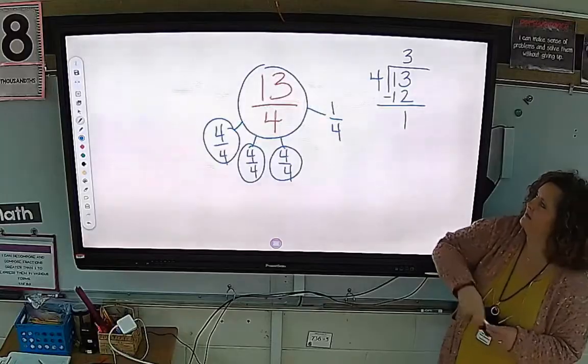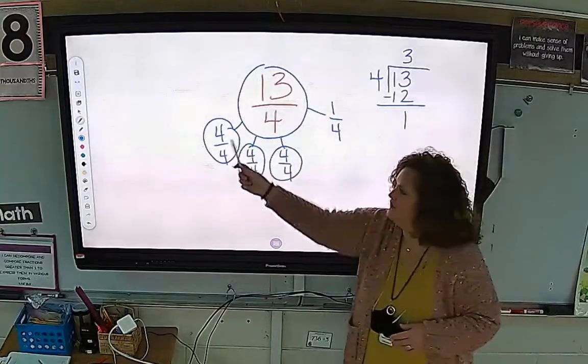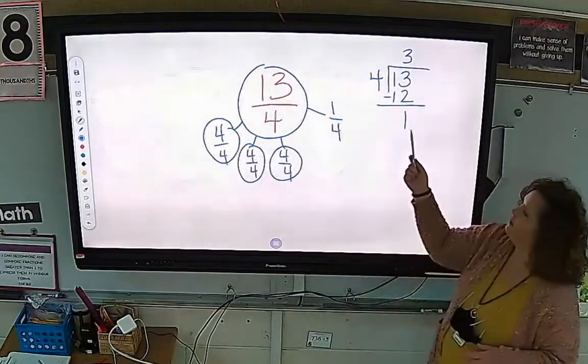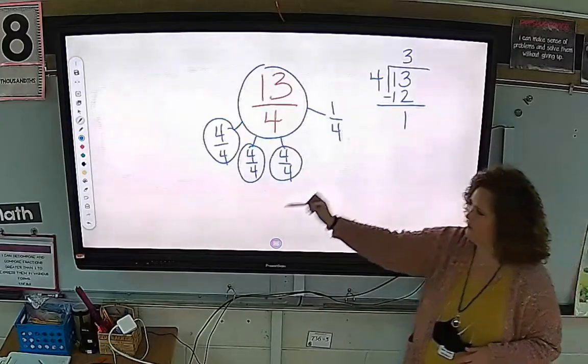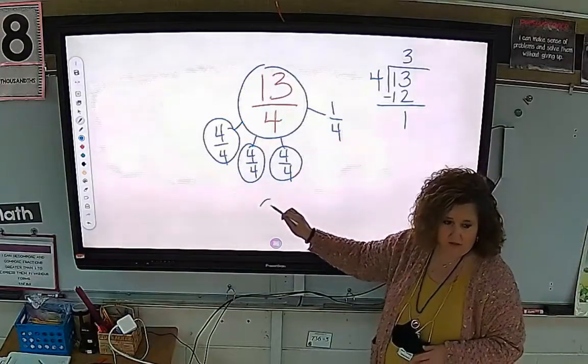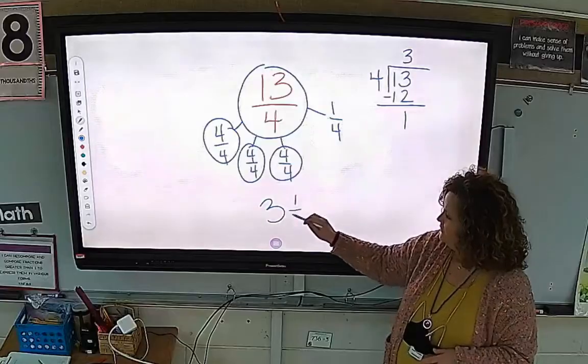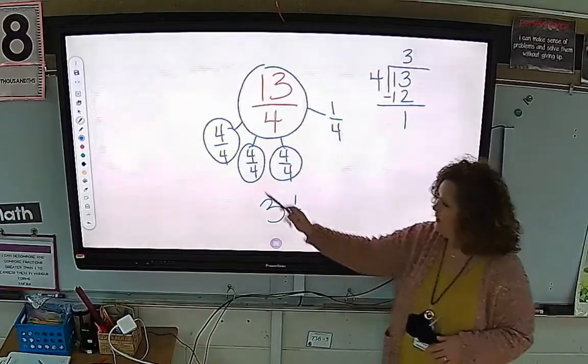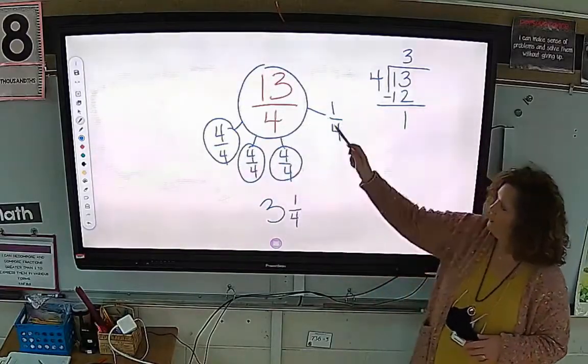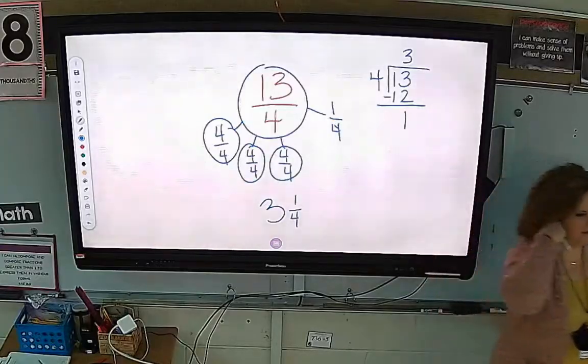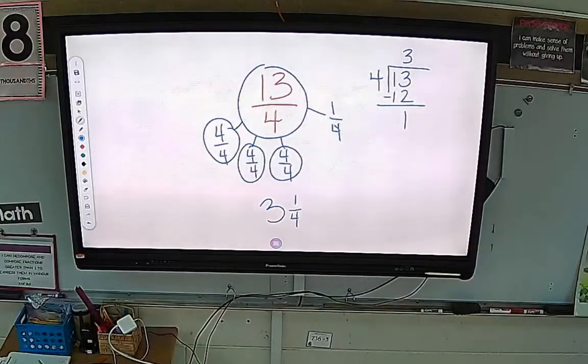I've got 3 groups of 4/4. I've got 1 left over. So this mixed number becomes 3 1/4. The 3 comes from these, and the 1/4 comes from that little guy that's left over. Okay? All right.